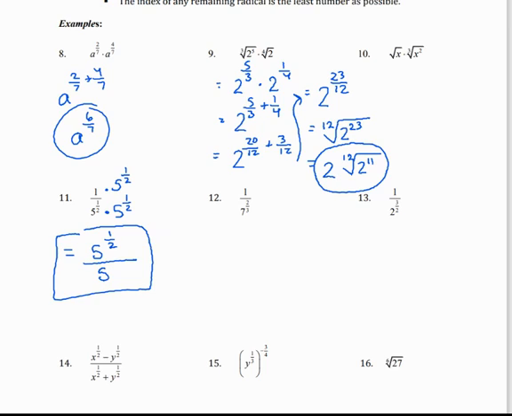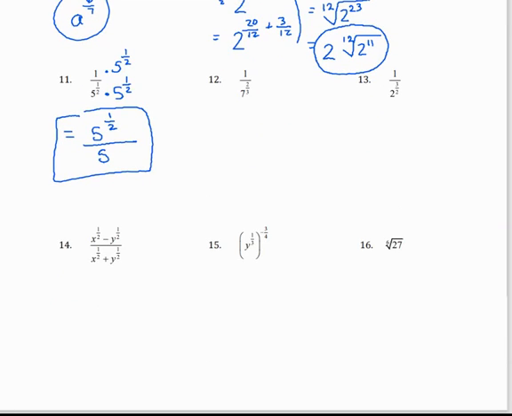You try 12 and 13 using that same process. We don't want 7 to the 2/3. We want that to become 7 to the 1st. So what would I multiply by? And we don't want 2 to the 3/2. We want that to become a whole number down there for an exponent. So try those two problems.